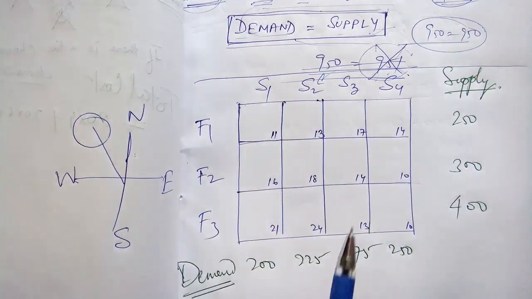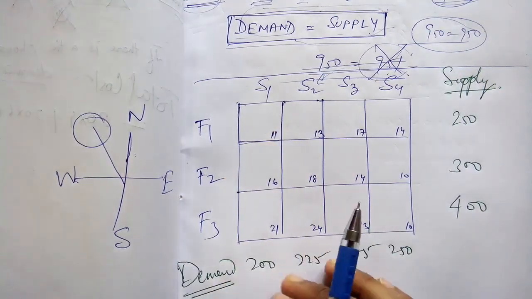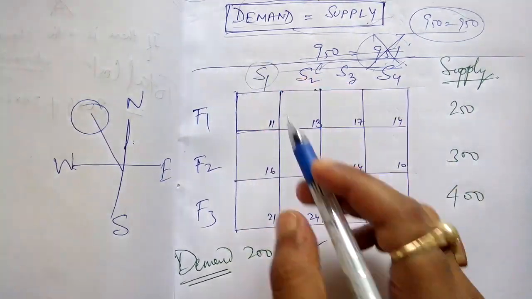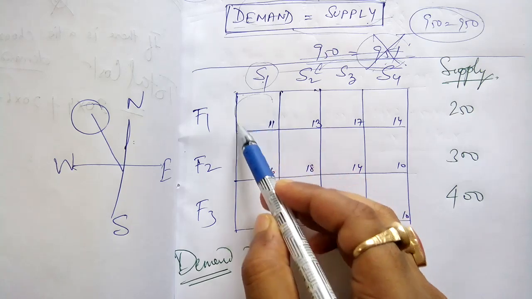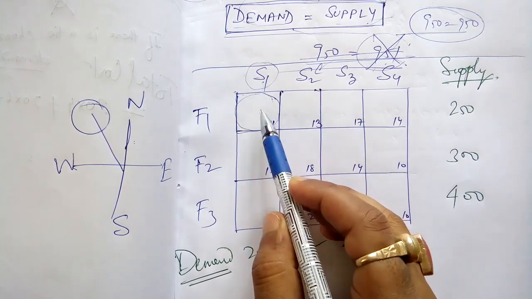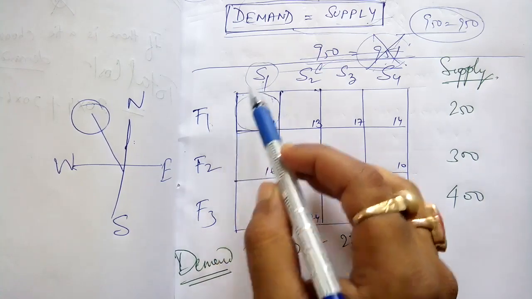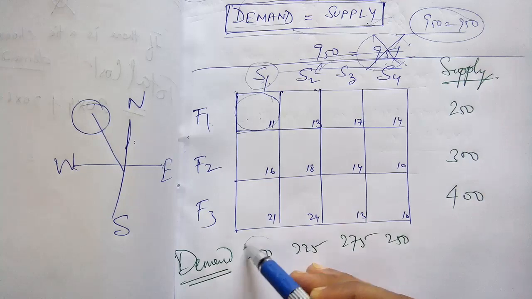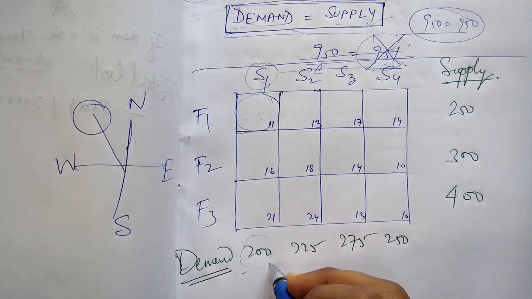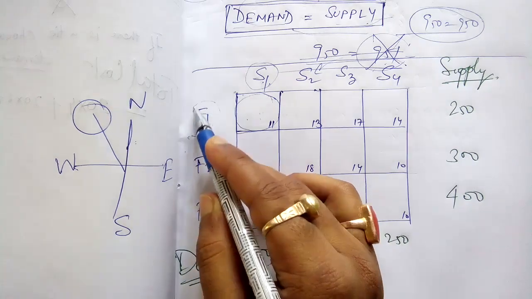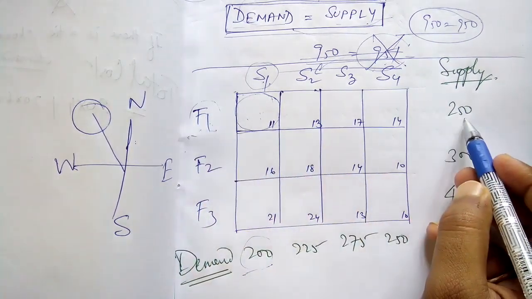Now we will start from here. Try to understand. First understand the meaning of this box. This box means the relation between factory 1 and store 1. Now see, what is the total demand of store number 1? 200. And how much can factory 1 supply? It is 250.